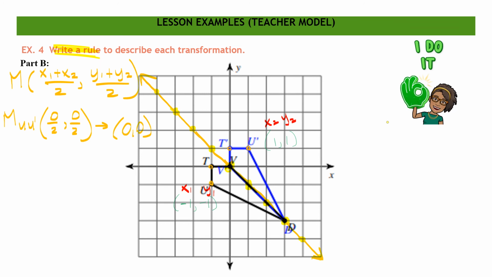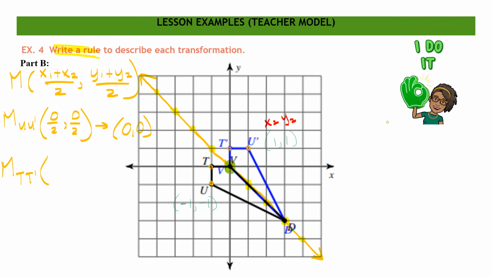Well, let's confirm. Between U and U prime, let me move that out of the way. So I have here 0, 0. Is 0, 0 on the line of reflection? Well, yes, it is. Because 0, 0 is on the line of reflection, I know that so far these 2 points, U and U prime, are equally distant from the line of reflection. Now we just have to confirm that with T and T prime.